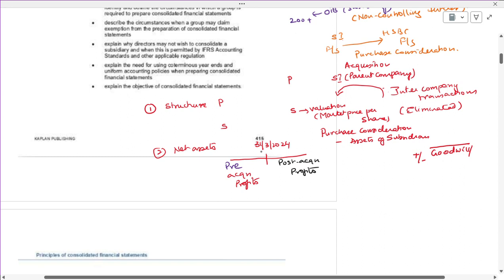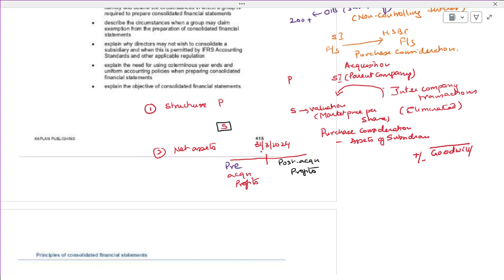Very simple. Wherever there is a doubt, just let me know, and I will be in a position to explain in detail. Pre-acquisition is before acquisition. This is the date on which you are going to acquire it. Keep it in mind, we are only doing the calculations for the subsidiary company. The parent company will remain the same.